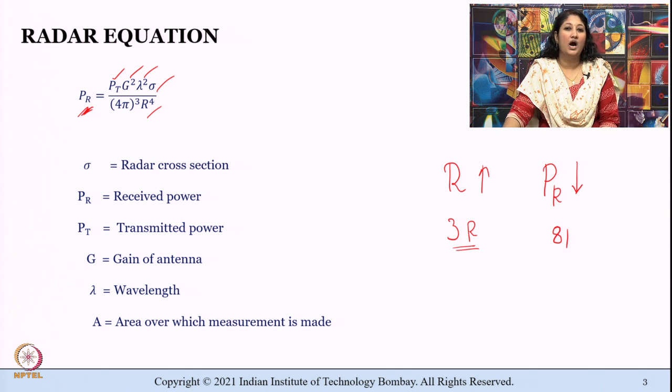Which means if you are, say, a radar design engineer, you need to understand this relationship, because it is going to severely limit the operationality of a radar.